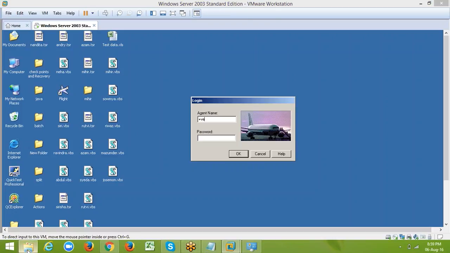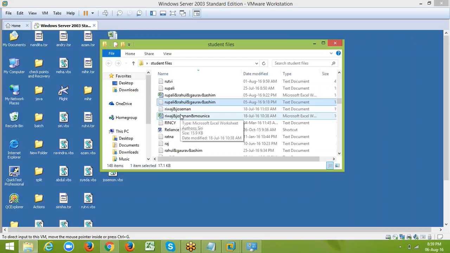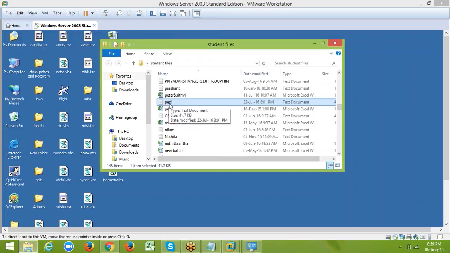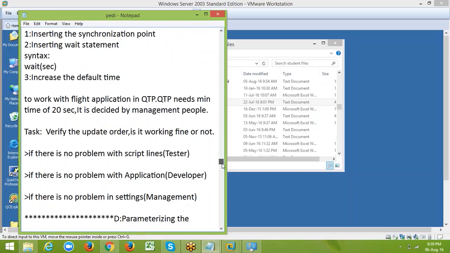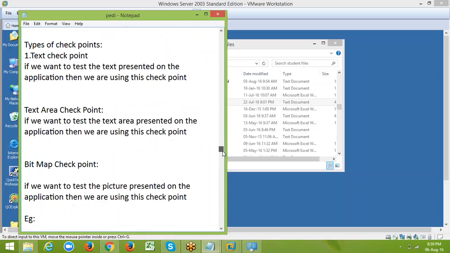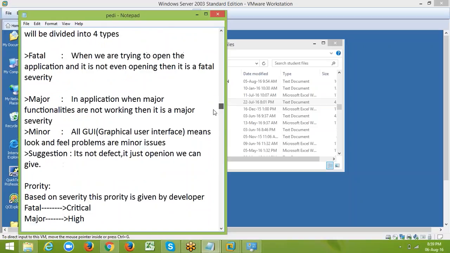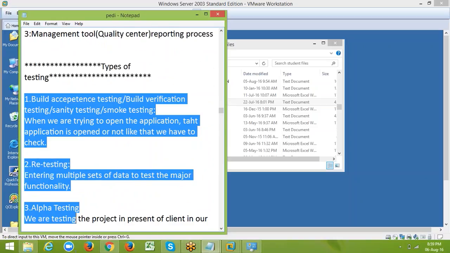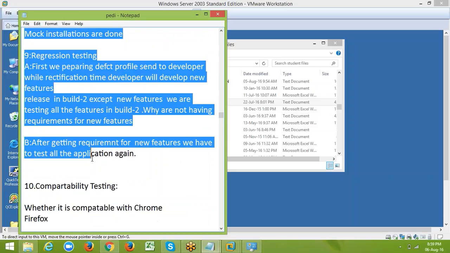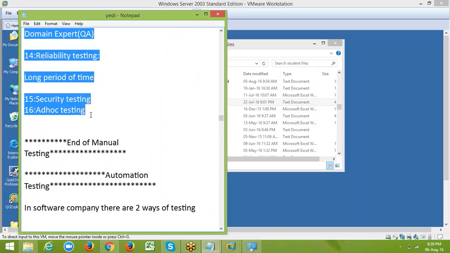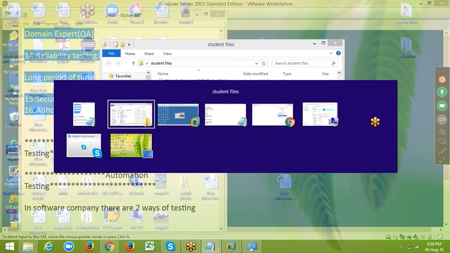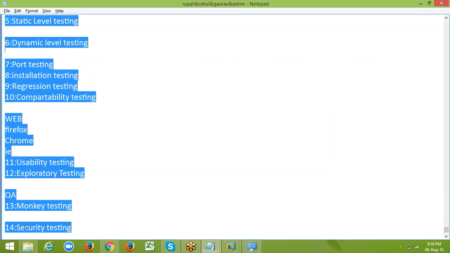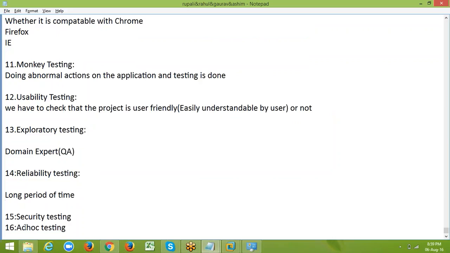So right now, once again I am updating the notes. With that, manual testing will be finished. After that we need to start automation testing. Freshly, from tomorrow onwards, we are going to start it. Guys, tomorrow you are available, right? Same time, same day.